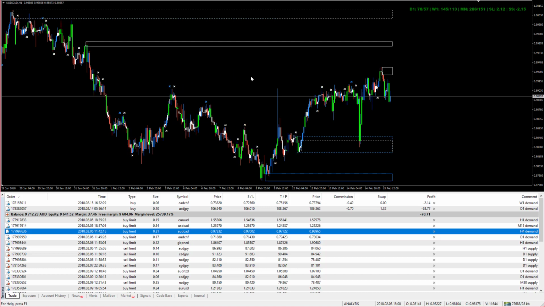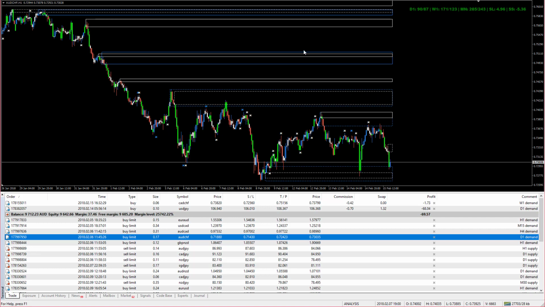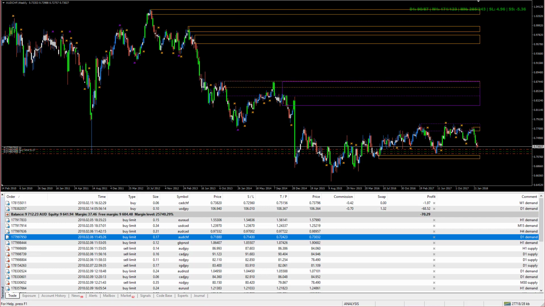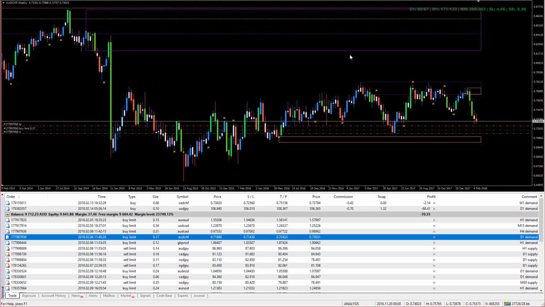Let's go up here. We've already talked about that one, the Aussie franc. What's going on here? Well, this is that nice weekly area. See how price, we had this one here, child, parent. So price went through the child into the parent. Now we're having a bit of a reaction there.